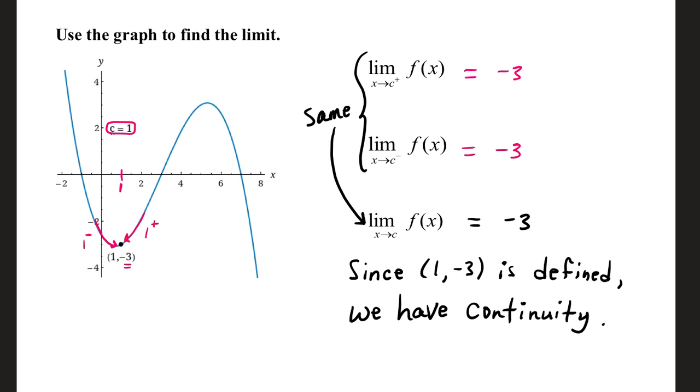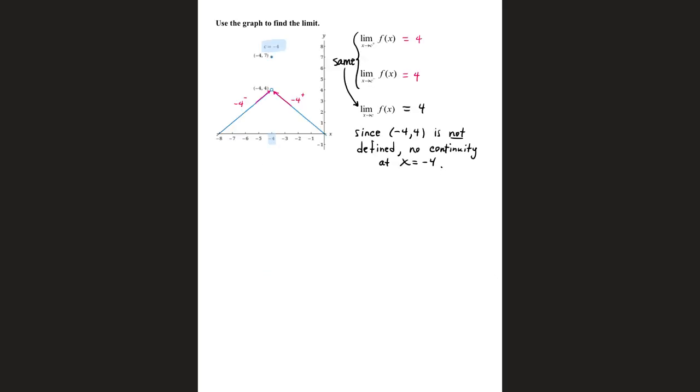So this graph is continuous at c equals 1. If your left and right limits are equal, then your limit as you approach the value overall will be equal. The function is also defined there, and so we're continuous at c equals 1.